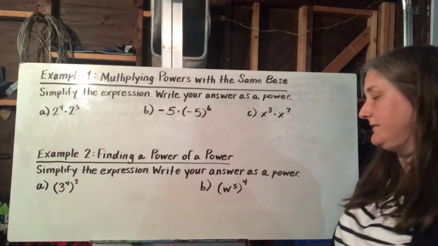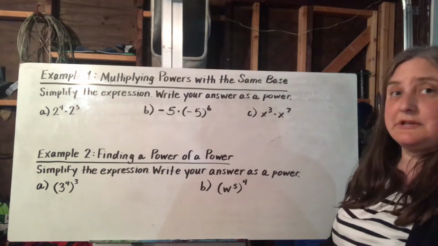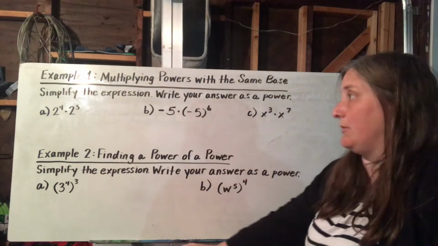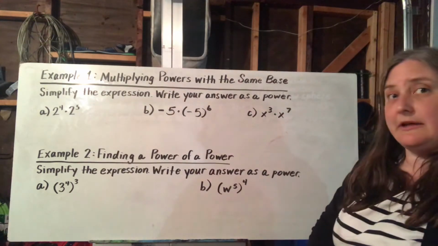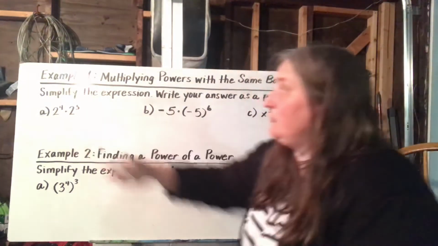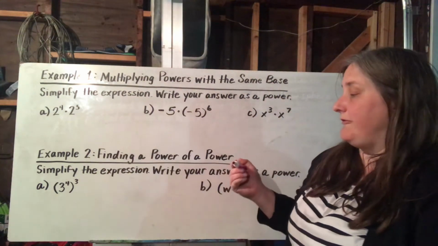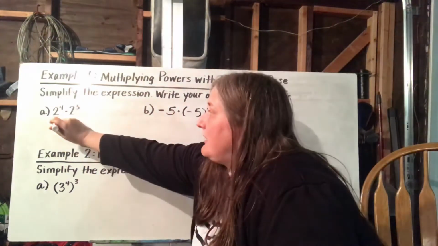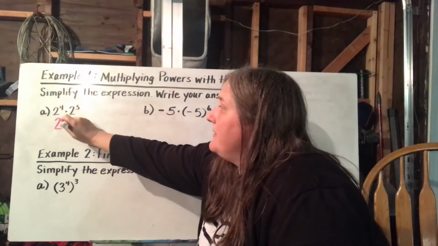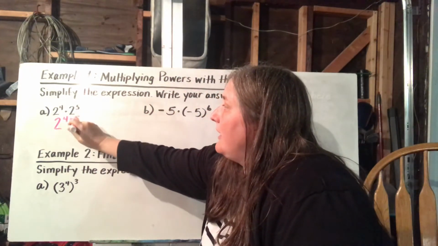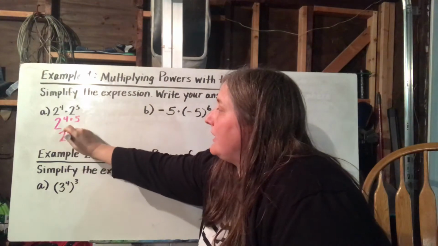So let's simplify some of these expressions, but still write our answer as a power. So if I'm multiplying the same base, like 2 to the fourth power times 2 to the fifth power, I can really just, as a shortcut, add my exponents, and I'm really doing 2 to the ninth power.